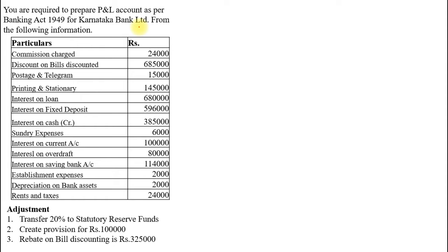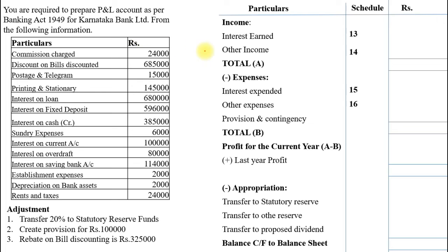And three adjustments are given to us. Adjustment number one, transfer 20% to statutory reserve fund, create provision of 1 lakh rupees, and rebate on bill discounting is rupees 3,25,000. Okay. So now remember the format will be income less expense gives you profit, less appropriation will give you the balance carried forward to the balance sheet.